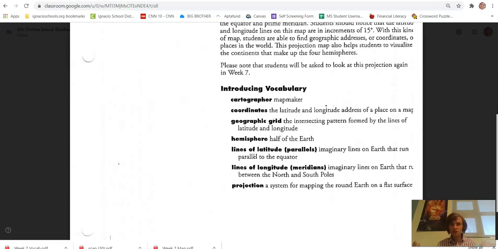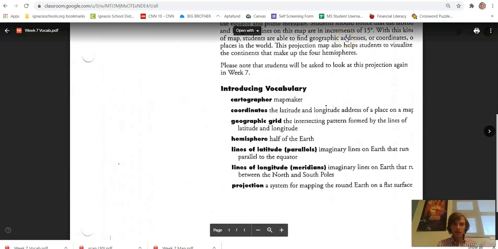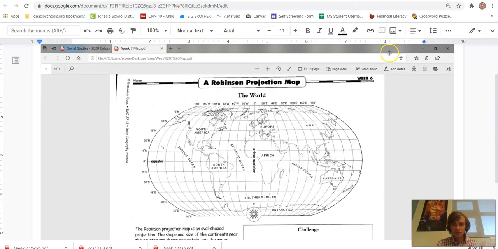The new word for this week is a projection map, and that is an example of what we're going to look at this week. A projection map is a system for mapping the round Earth onto a flat surface like a piece of paper or a map. So here is what a projection map looks like for this week. As you'll see, this is called the Robinson projection map. It's named after an American cartographer or map maker named Arthur Robinson.